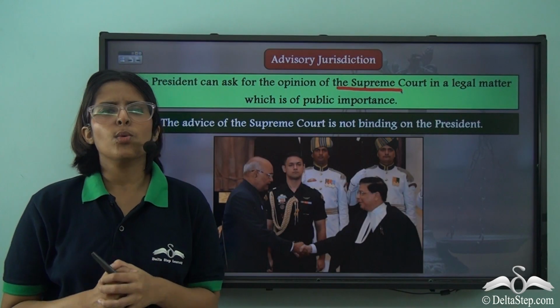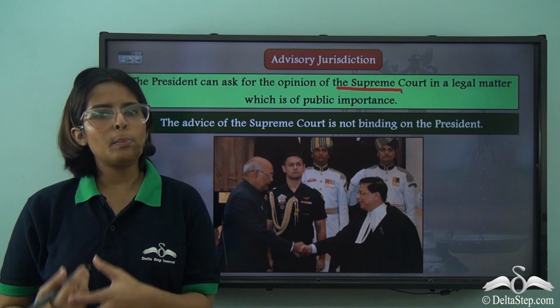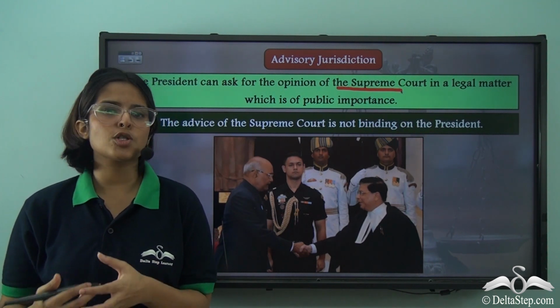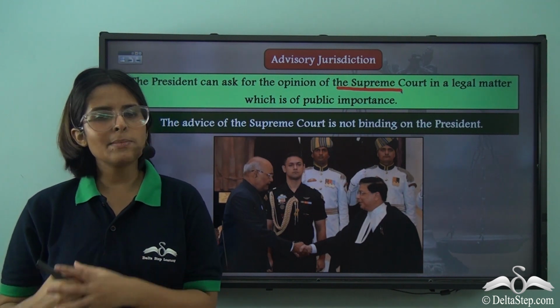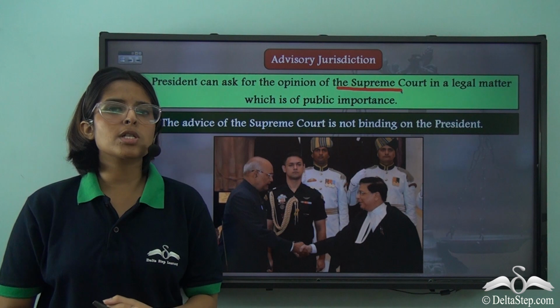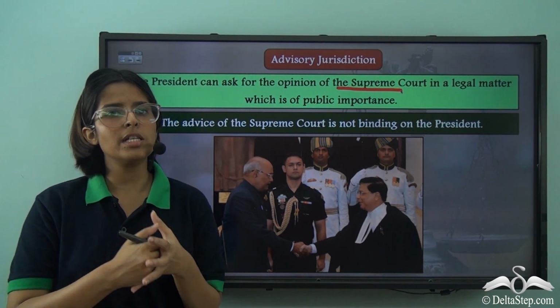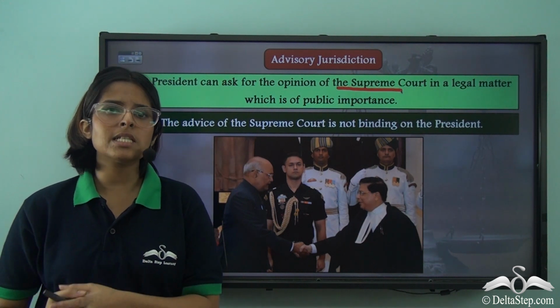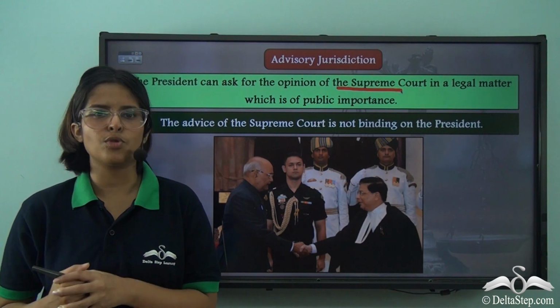But as you must know, an advice is not bound to be given by a person, and the person receiving the advice is also not bound to act in accordance to the advice given. So similarly, the Supreme Court is not bound to advise the President even if the President asks for advice. And the President is also not bound to accept the advice that has been given by the Supreme Court.